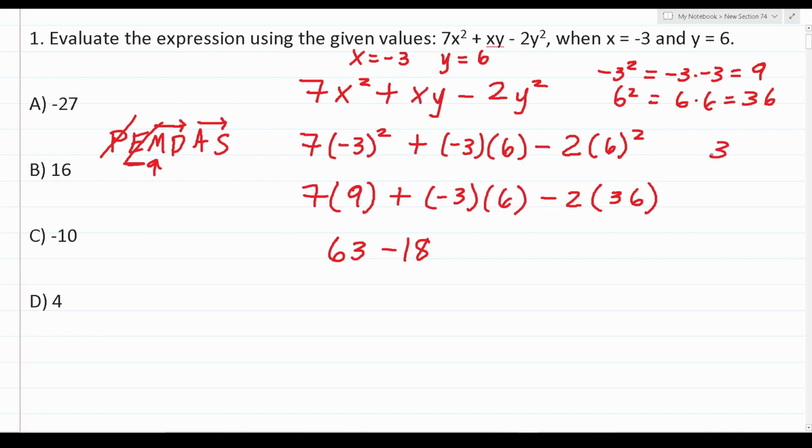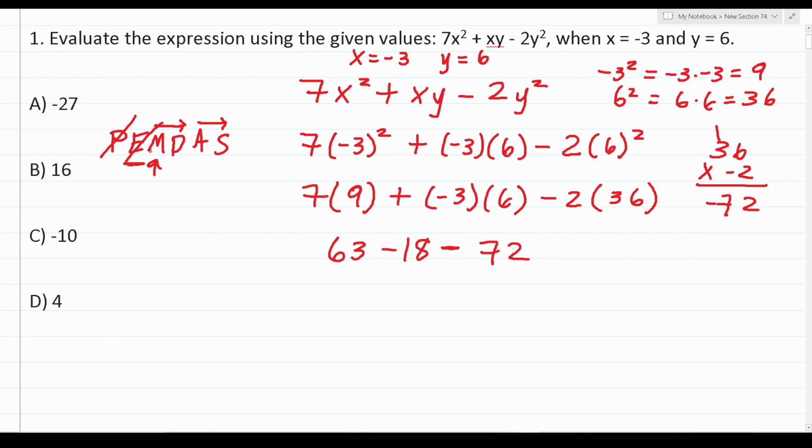Again, that's 36 times negative 2. Positive times a negative is going to be a negative. 6 times 2 is 12, carry a 1. 2 times 3 is 6, plus 1 is 7, so this is negative 72.